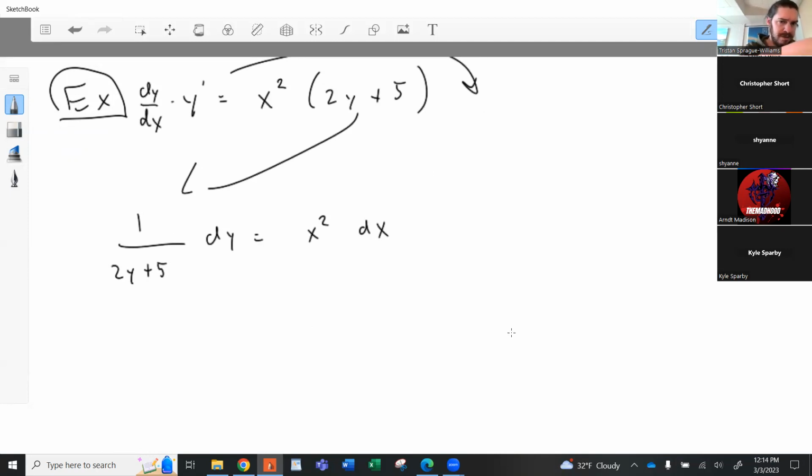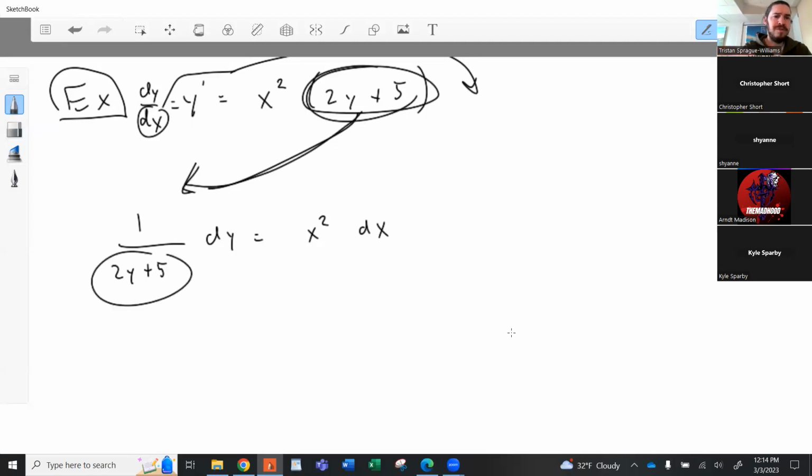I'll write the dy over dx here so it makes it clear. That guy is going that way. This guy is coming this way down here. So now the 1 over 2y plus 5 is in the denominator over there, and the dx is in the numerator over here. Okay. Now we integrate. Let's see what happens. How do we integrate the left side there?